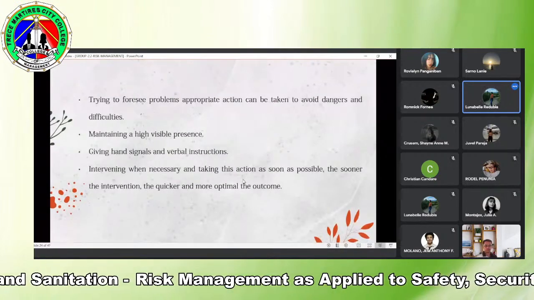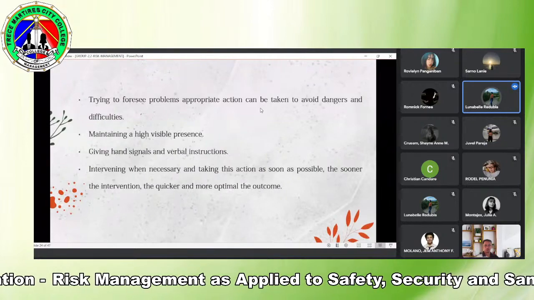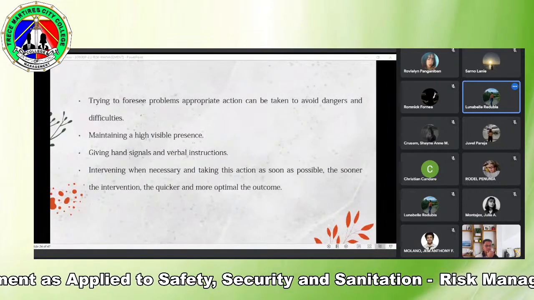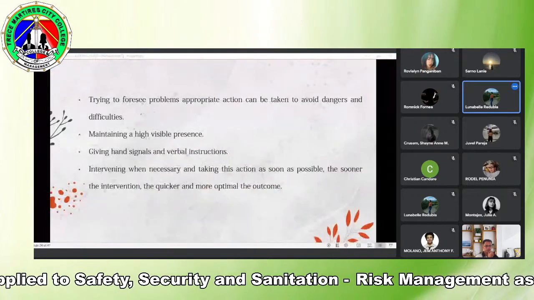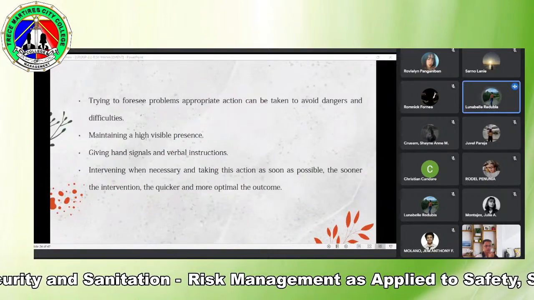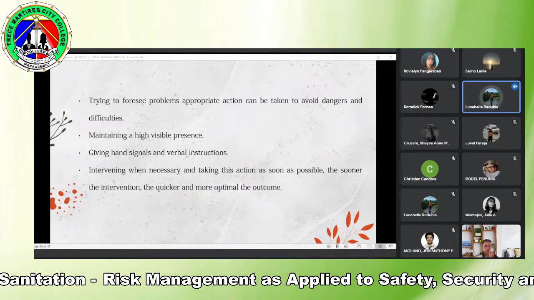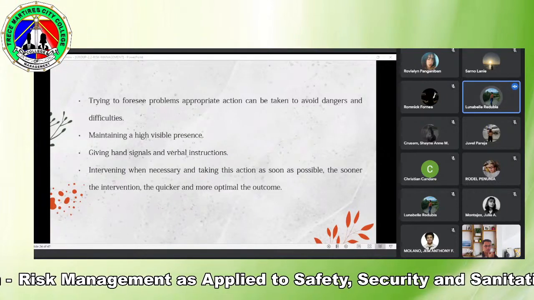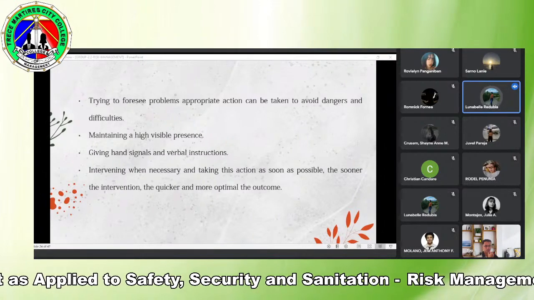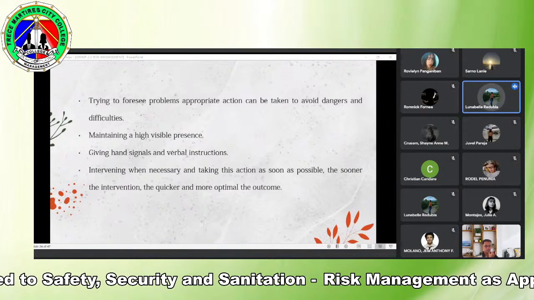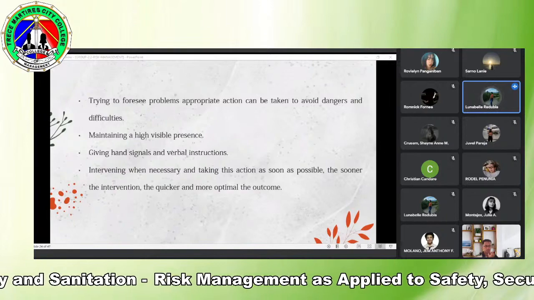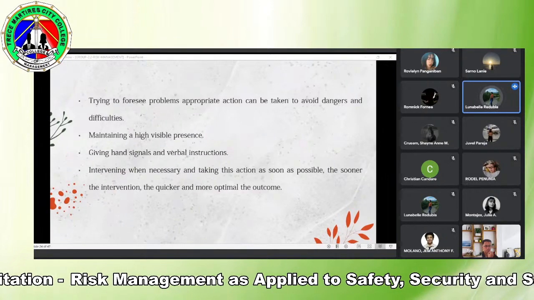Trying to perceive problems, appropriate action can be taken to avoid dangers and difficulties. Trust your gut. If may napapansin ka na hindi maganda or magandang nangyayari, iwasan mo na agad para hindi na siya pagmulan ng aksidente. Kasi yung sinasabi natin na curiosity can kill us. The more na mas na-curious ka sa isang bagay, mas napupunta ka sa panganib. So, hindi palagi na dapat ginagawa natin yon. If may napapansin ka na hindi tama, it's better na umiwas ka na po dun sa bagay na yon.